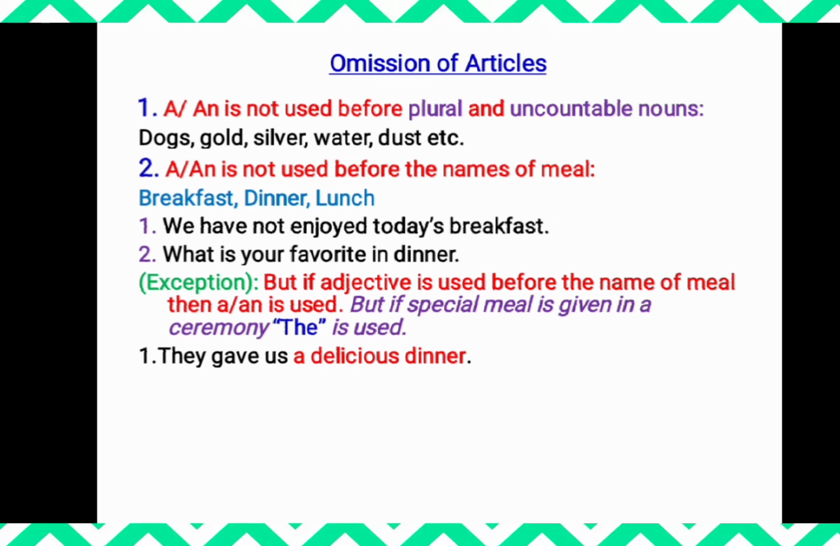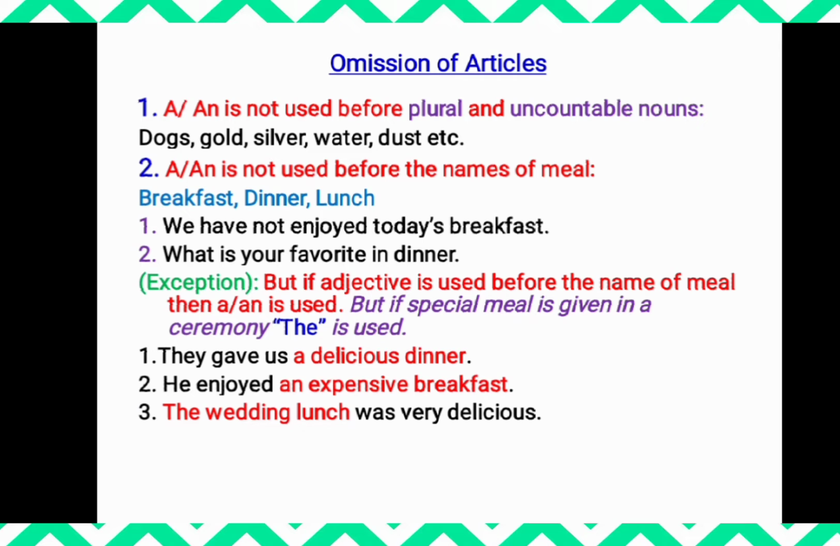They gave us a delicious dinner. According to our first statement, if an adjective is used before the name of a meal, then a, an is used. And here the word delicious is an adjective, and we use the indefinite article a here. They gave us a delicious dinner. And secondly, he enjoyed an expensive breakfast. Expensive here is an adjective.